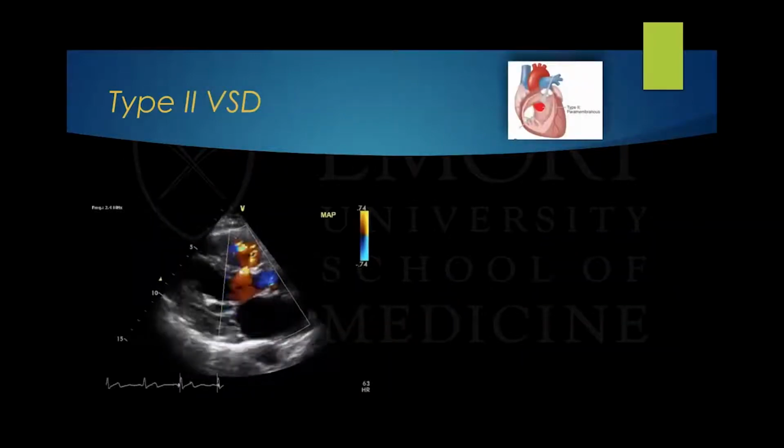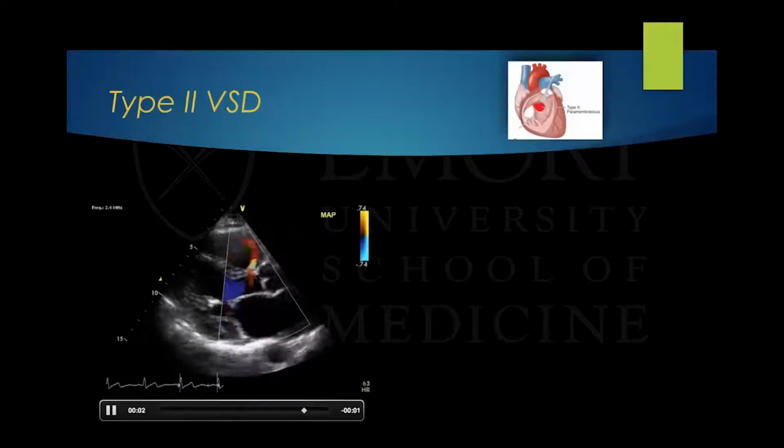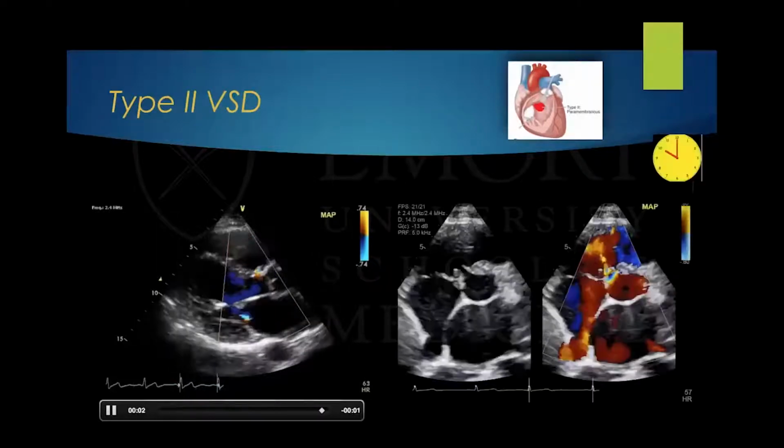So moving to type 2, it's the membranous or perimembranous VSD. This flow looks very similar to the previous one, but the location is a little bit more towards the 10 o'clock. And you see in the parasternal long axis the defect in the most proximal portion of the membranous septum, and it's a left to right shunt in this case.